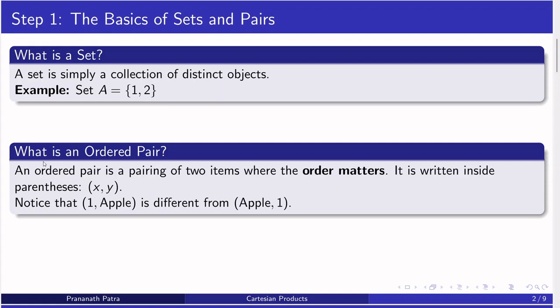Next, we must ask, what is an ordered pair? An ordered pair is exactly what it sounds like, a pairing of two items where the specific order truly matters. We always write these inside parentheses just like this, (x, y). To understand why order is so important, just think about how the pair (1, apple) is fundamentally different from the pair (apple, 1). Now that we have our building blocks, let's explore step 2.